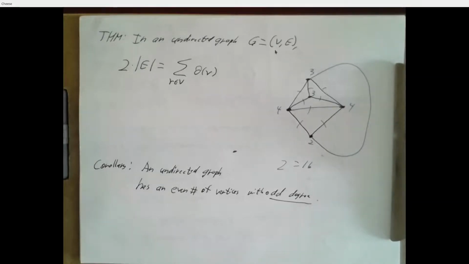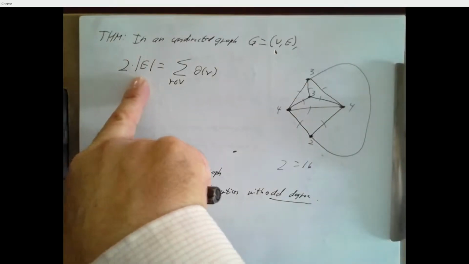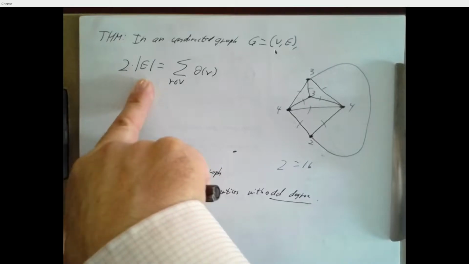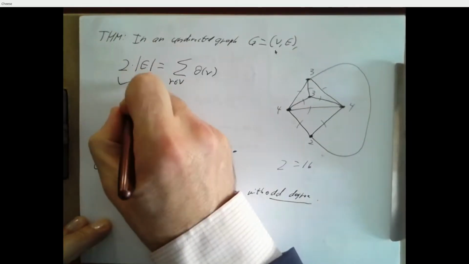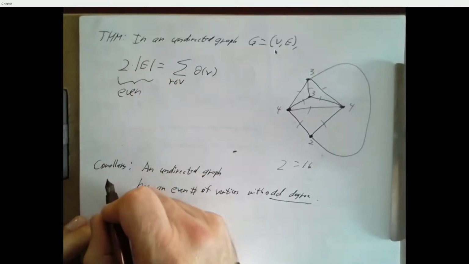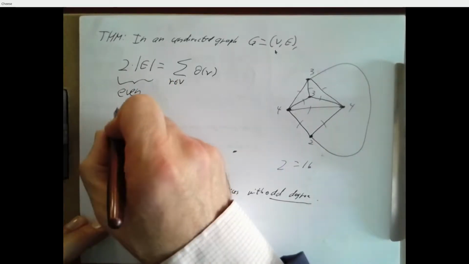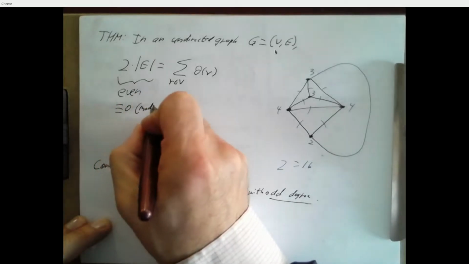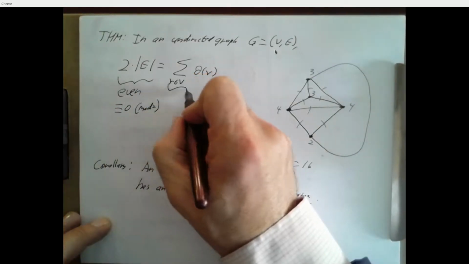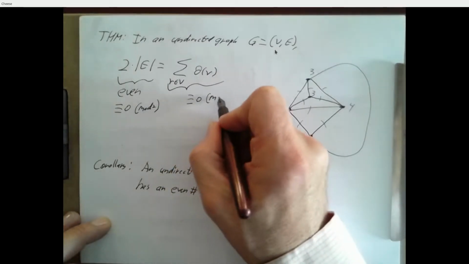Is that believable? So think about modular arithmetic and think modulo 2. So the left side of this equality is 2 times an integer. So this has got to be even, right? 'Cause 2 times anything is even, which means this is congruent to 0, modulo 2. Which means this right side must also be congruent to 0 modulo 2.